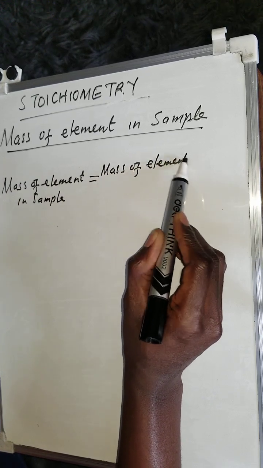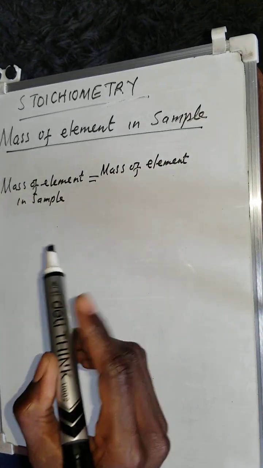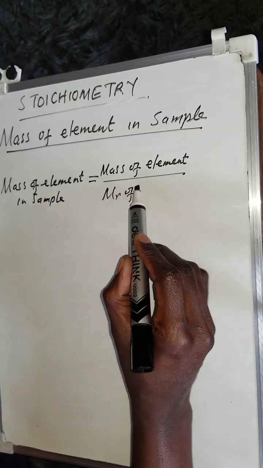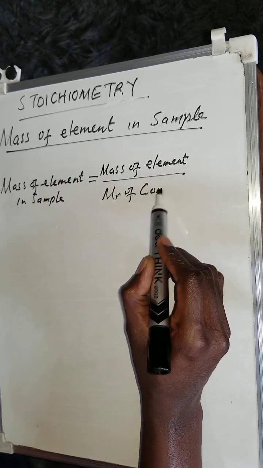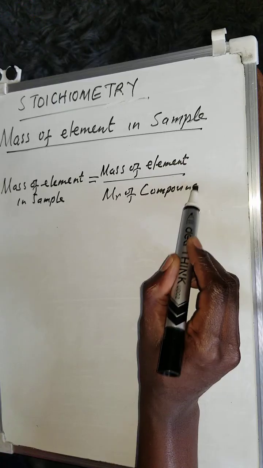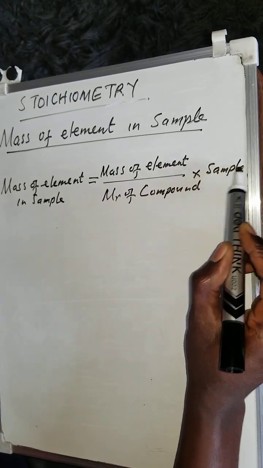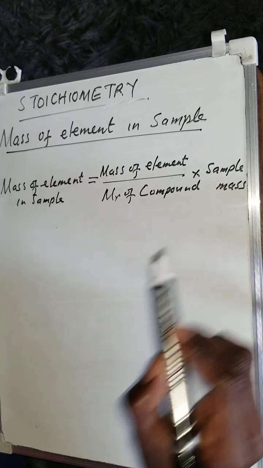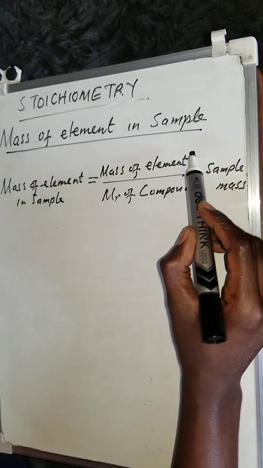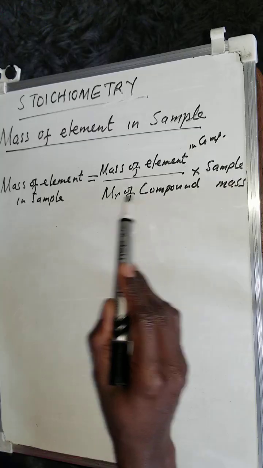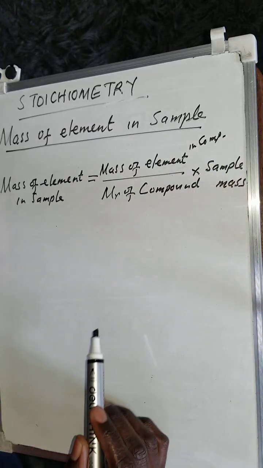For you to find the mass of the element in the sample, it is simply the mass of the element in the compound over the mass of the whole compound, the mixture, and then you multiply by just the sample mass. That's what you're going to do. So that is the mass of the element in the compound over the mass of the compound times the mass of the sample.